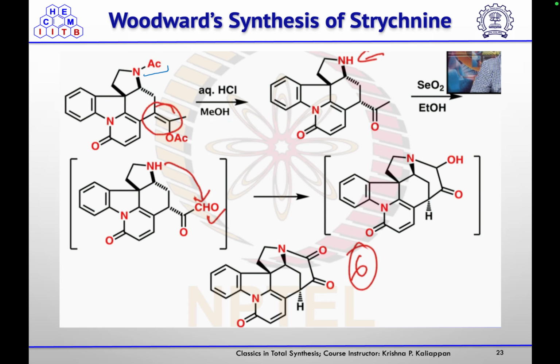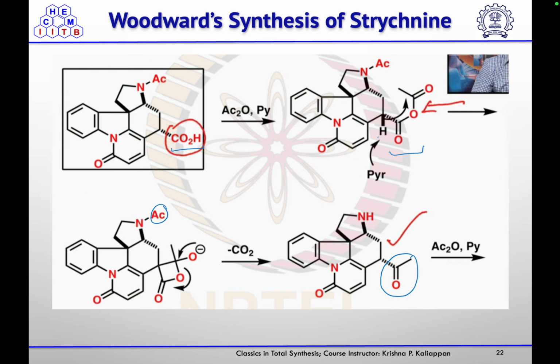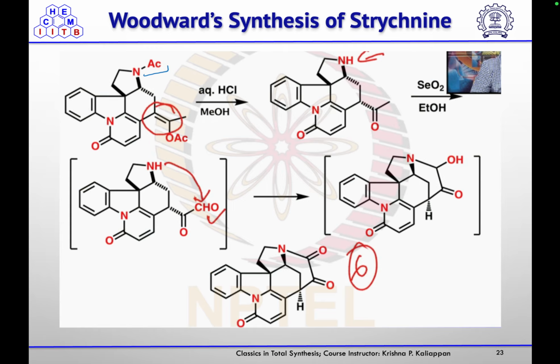Then that methyl ketone they converted, using acetic anhydride and pyridine, to the enol acetate, which on treatment with aqueous HCl and methanol they hydrolyzed, and using selenium dioxide they introduced the aldehyde at that position, that alpha oxidation. Then that aldehyde on reaction with amine will form the imine or aminol first, and that again in the presence of selenium dioxide will get oxidized to get the diketone.